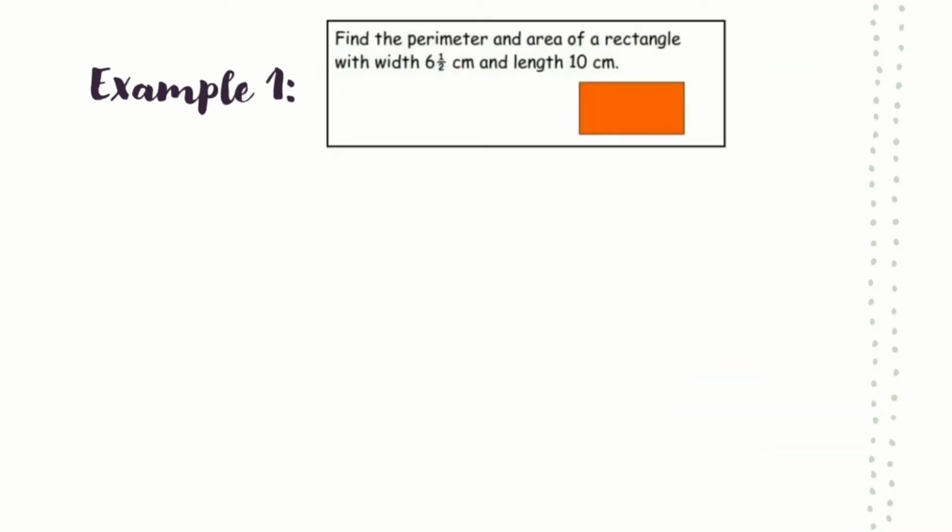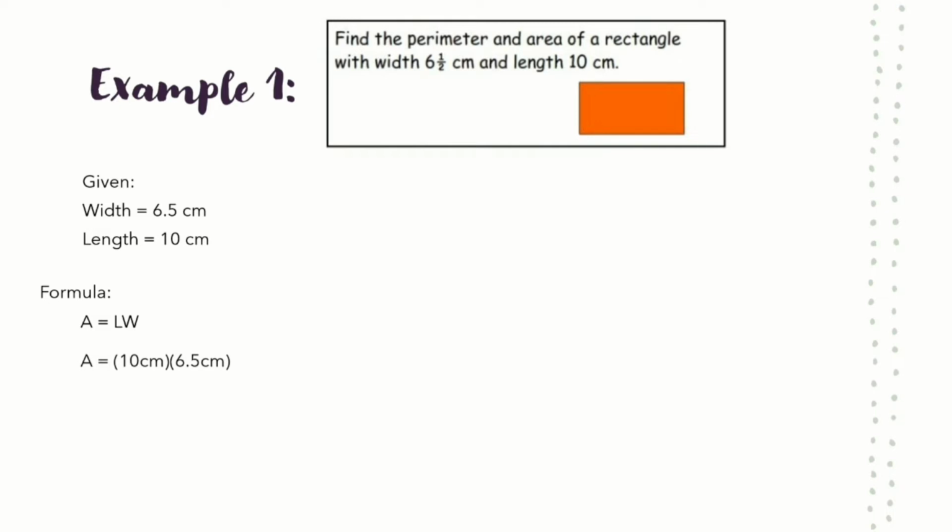Let's try to answer problem number 1. Find the perimeter and area of a rectangle with width 6.5 cm and a length of 10 cm. First, we have to identify the given. In our example number 1, the given are width, which is 6.5 cm, and the length of 10 cm. Remember, in finding the area of a rectangle, we use the formula A is equal to LW. That is, area is equal to length multiplied by its width.